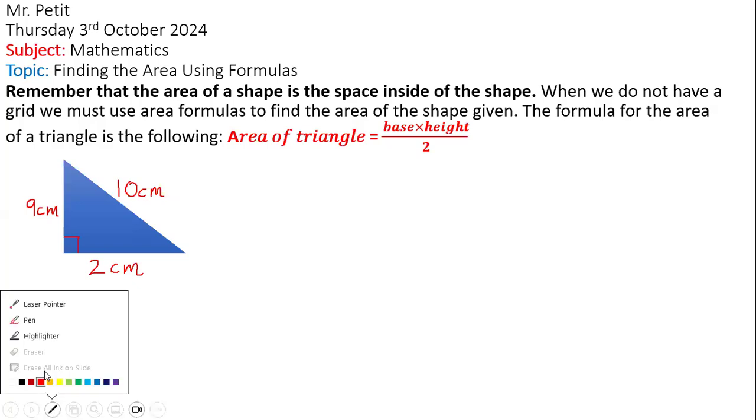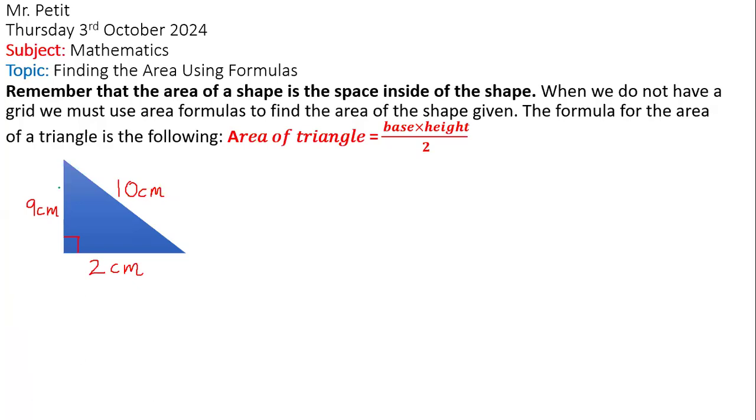All right, so first we have to figure out what is the height. The height is always perpendicular to the base. So this distance right here is the height, so 9 centimeters is the height. And the base is 2 centimeters. So this is the base.